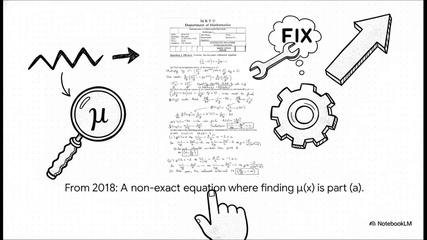And boom, here's a perfect example from the 2018 midterm. The problem straight up tells you it's a non-exact equation. And notice part A, it doesn't just say solve it. It explicitly asks you to find an integrating factor that looks like mu of x equals x to the n. The exam is literally guiding you. It's telling you, hey, this thing isn't exact. Your first job is to fix it.